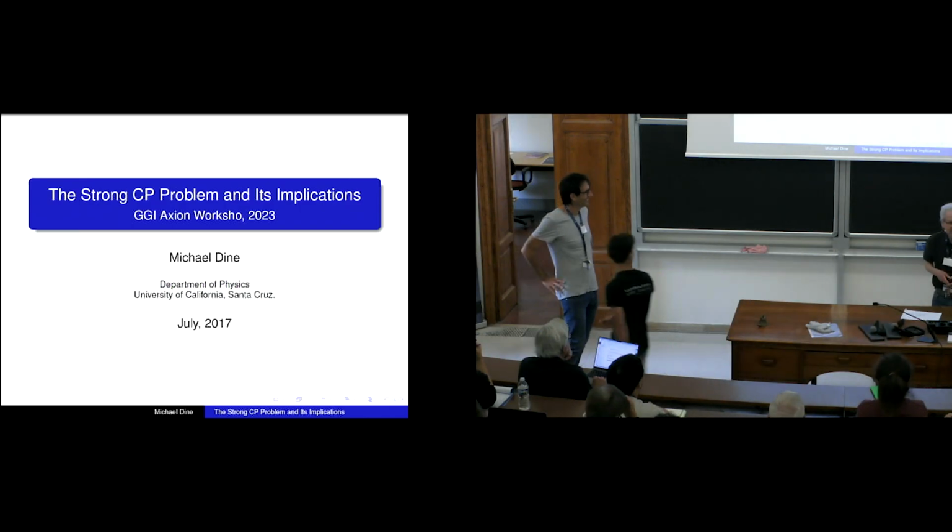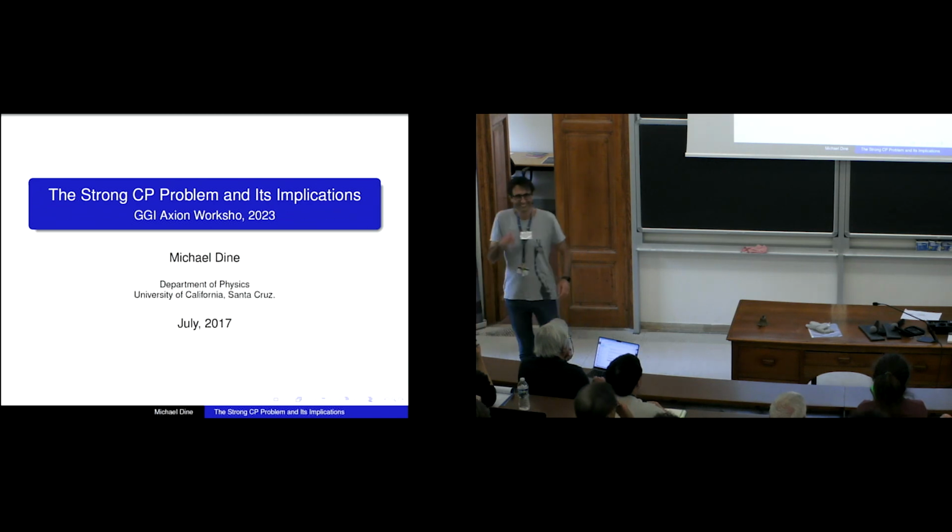So this talk will probably have more in common with Professor Kim's talk than with some of the other talks. It's going to be a little survey of aspects of the strong CP problem, different kinds of solutions, and I'm going to focus, I should say, on the axion as a solution of the strong CP problem.